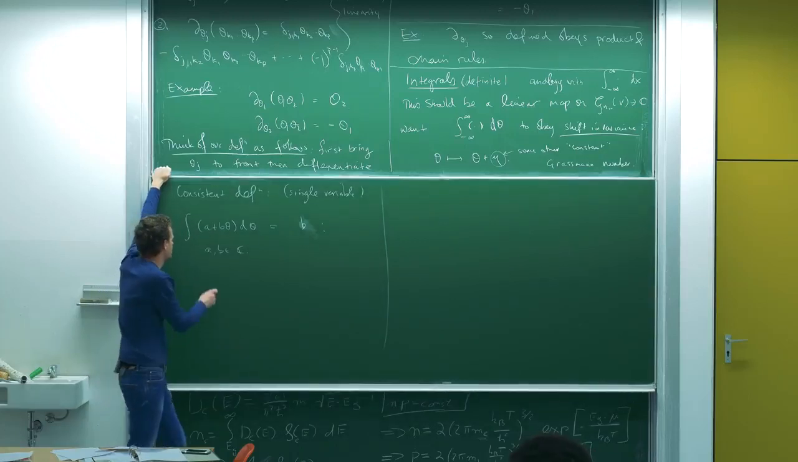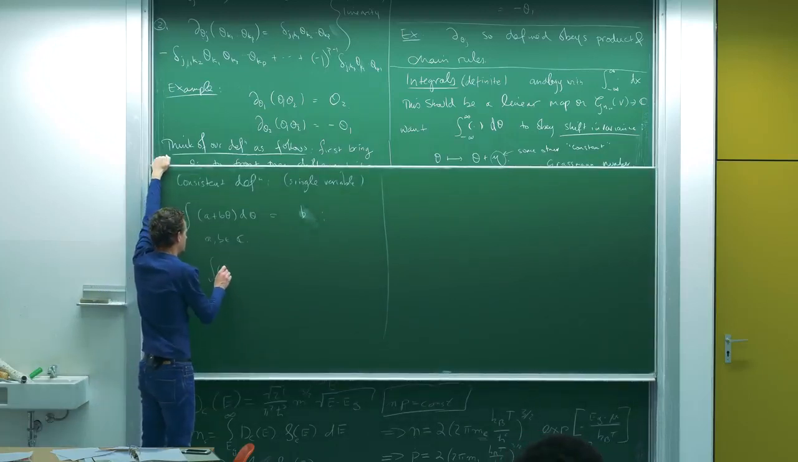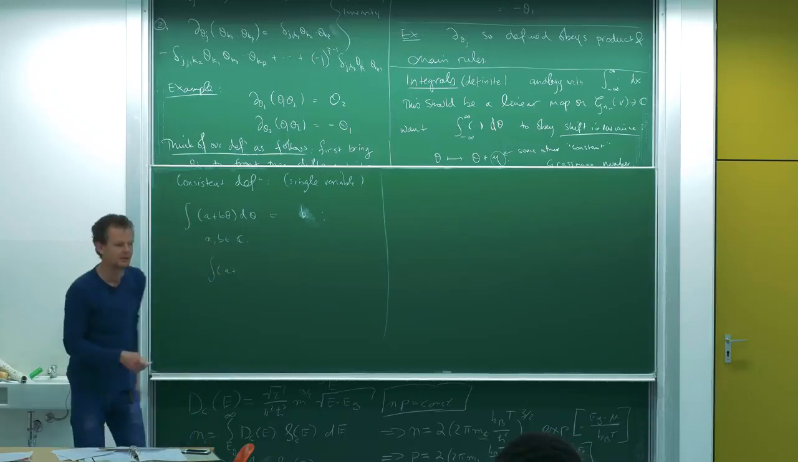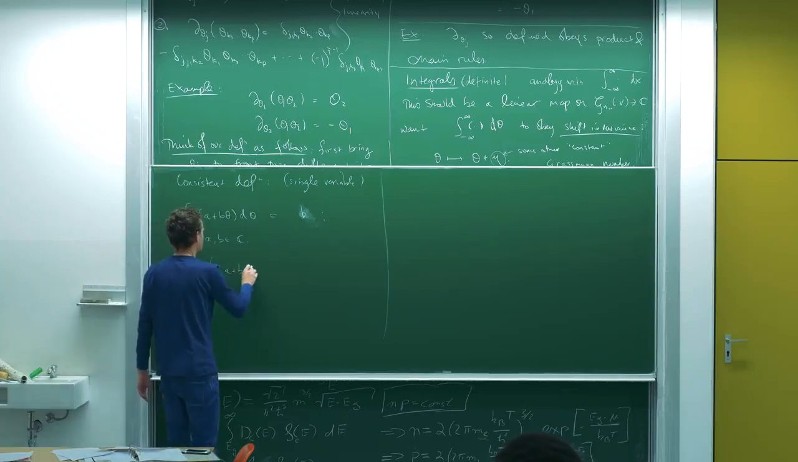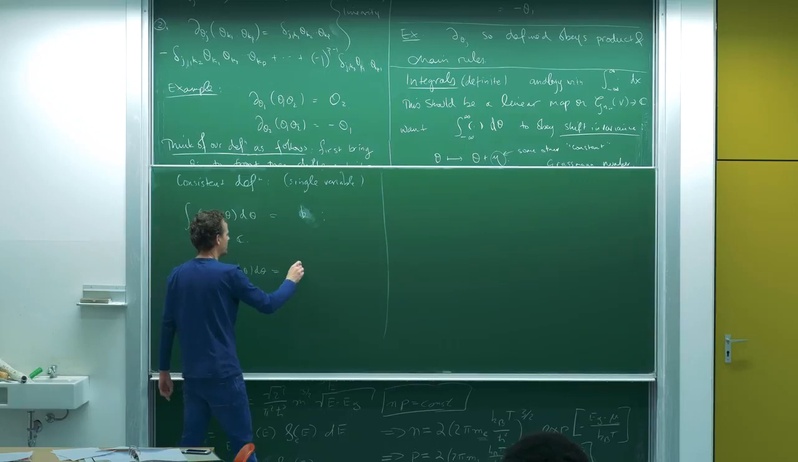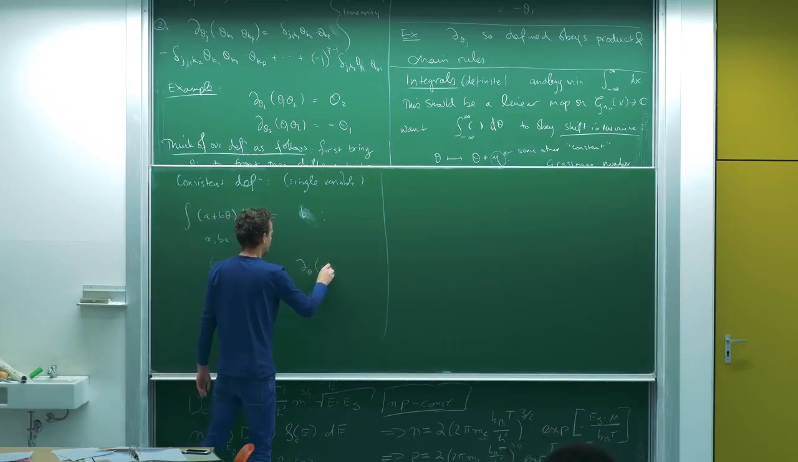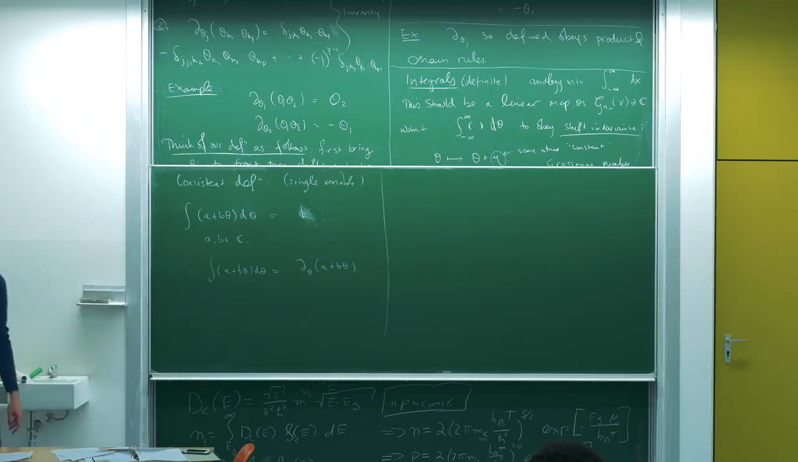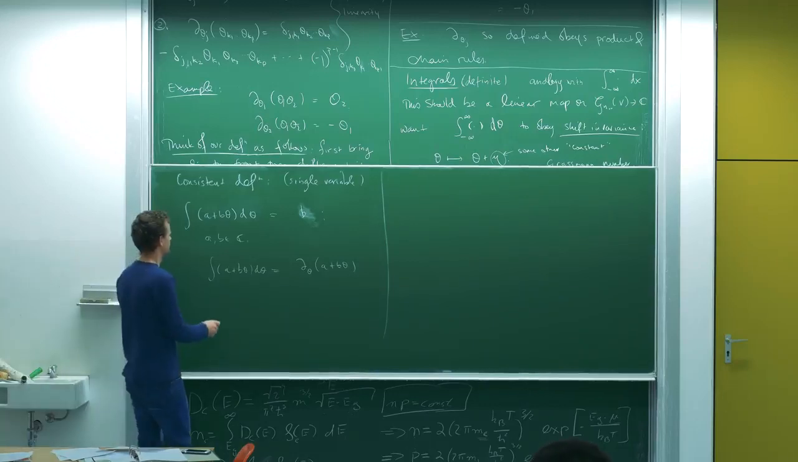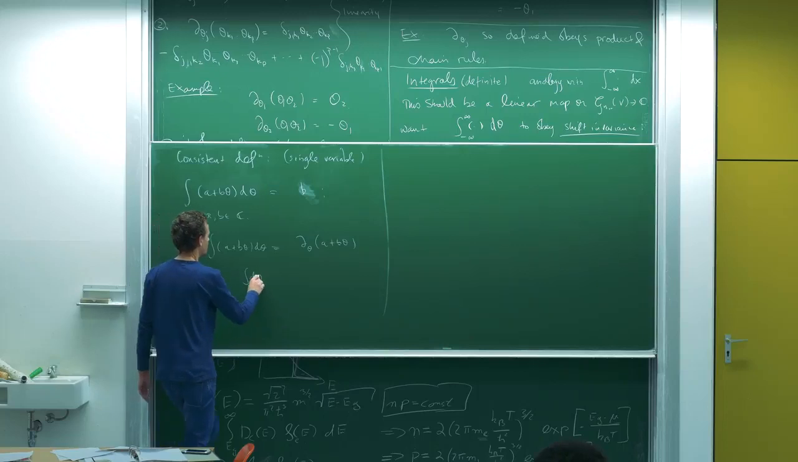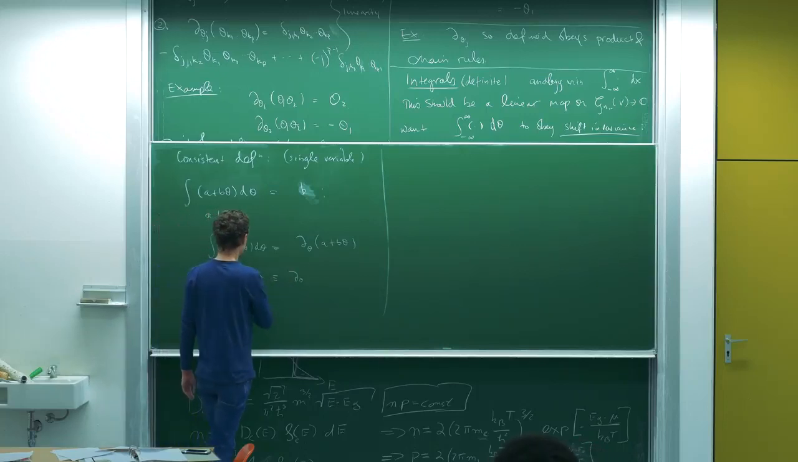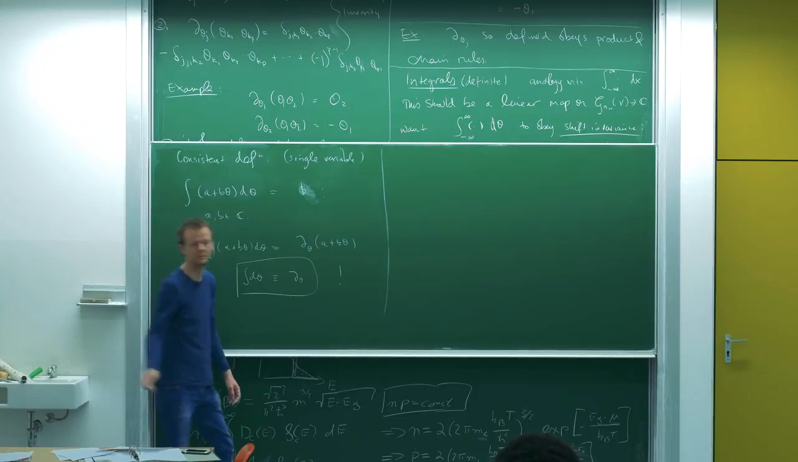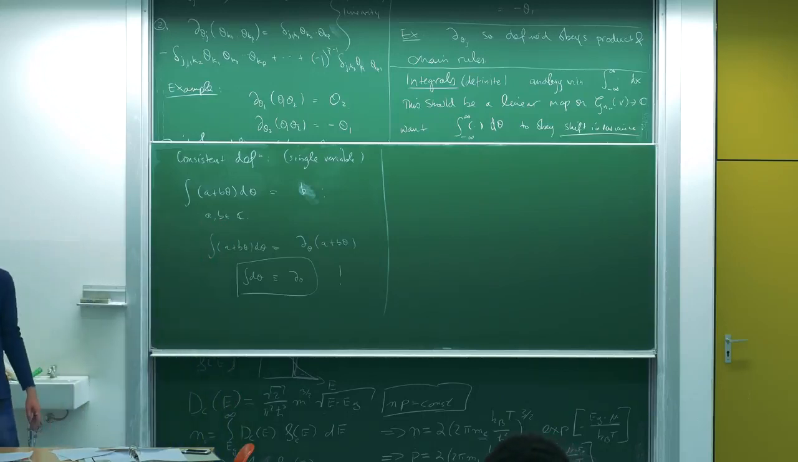So this leads to the following identity. Integrals are the same as derivatives for Grassmann numbers, at least of single variables. It's actually true in the many variable case as well.